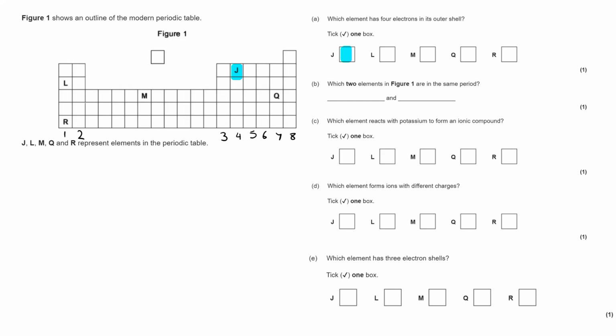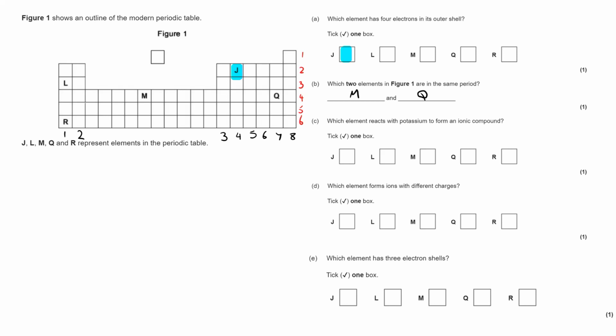Now the next question, which 2 elements in figure 1 are in the same period? Periods we are going to number from top to bottom. They are the horizontal lines in the periodic table. So I've numbered them there, 1, 2, 3, 4, 5 and 6, and we're simply looking at 2 that share the same period. And in this case, it's M and Q. You could write those in any order and you would still get the mark.